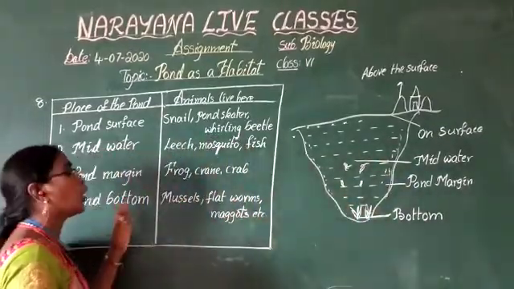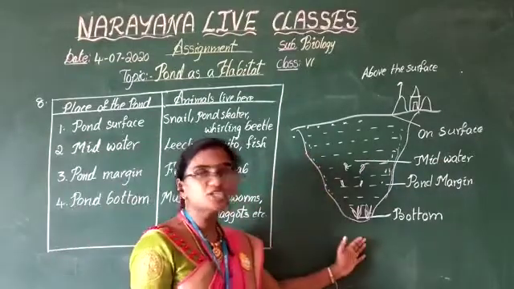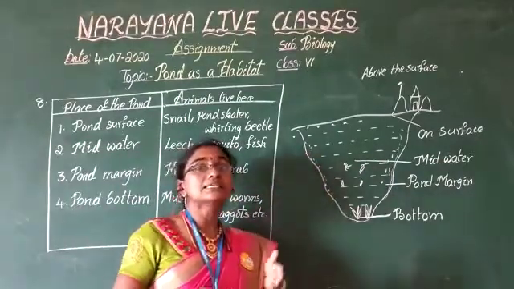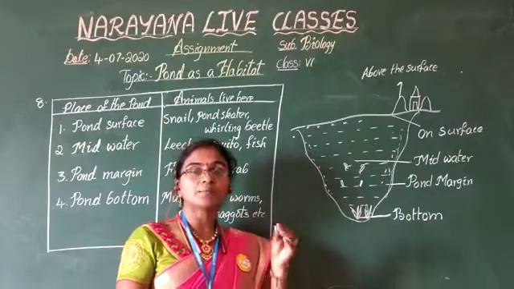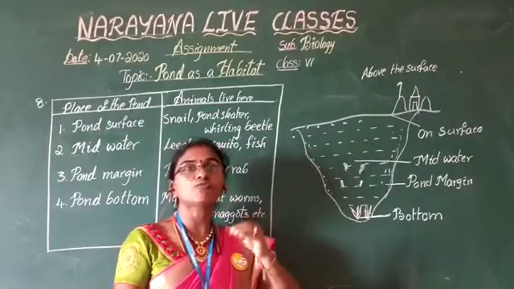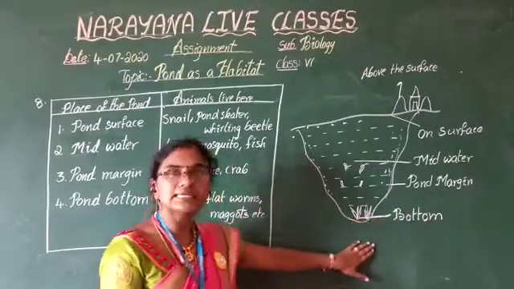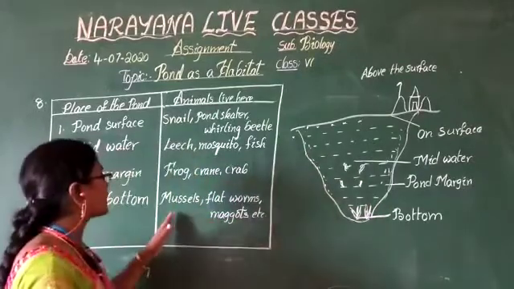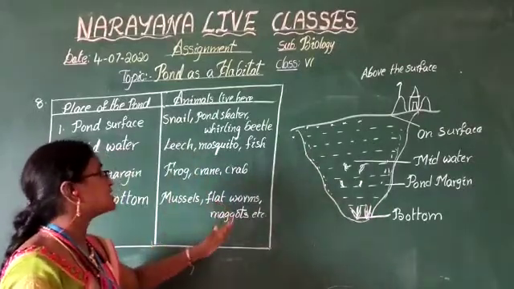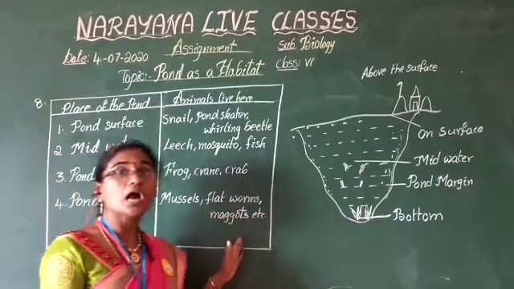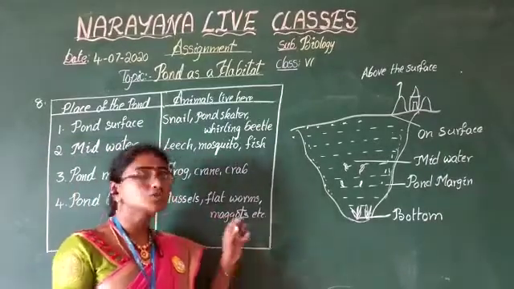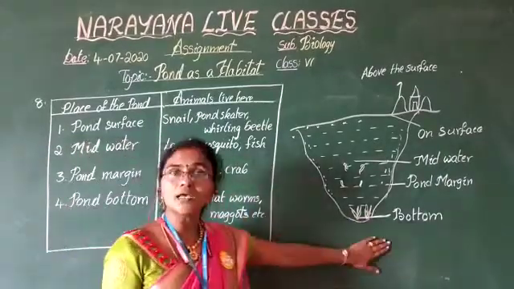Last one, pond bottom. The last part of the pond has less light. Because of this reason, fewer organisms are present near the pond bottom. So there are mussels, flatworms and maggots. Maggots means larvae of different insects. So they are present in the pond bottom.